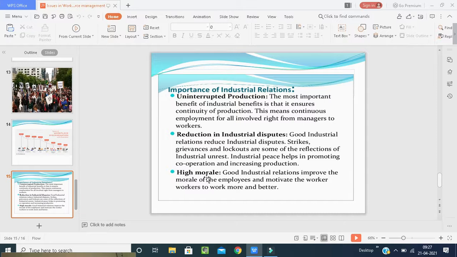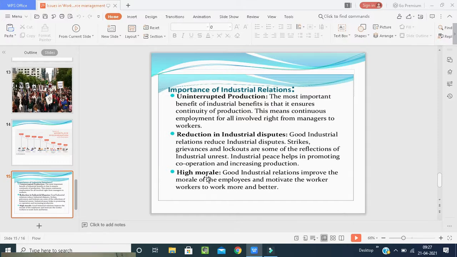Next, reduction in industrial disputes. See, good industrial relationships reduce industrial disputes; strikes, grievances, and lockouts are some of the reflections of industrial unrest. So, industrial peace helps in promoting cooperation and increasing production. Once we reduce the conflicts among the employees or individuals in the company, what are we going to get? There will be peace in the organization, which is going to promote cooperation and increase production in the organization.